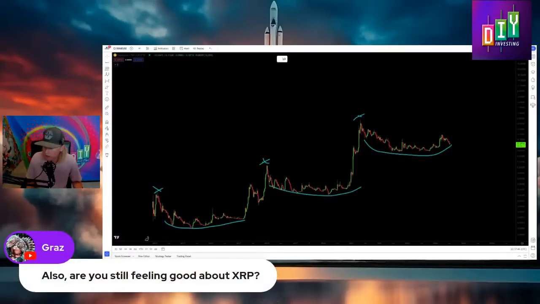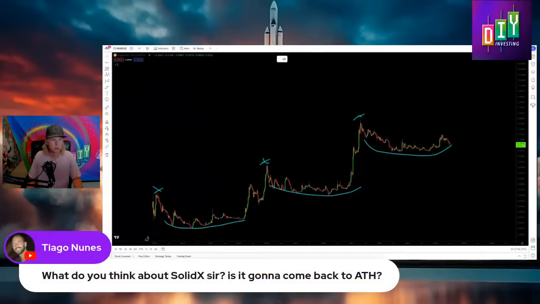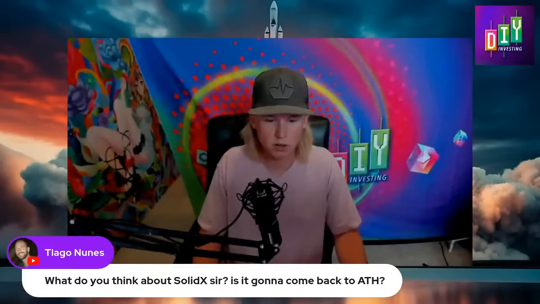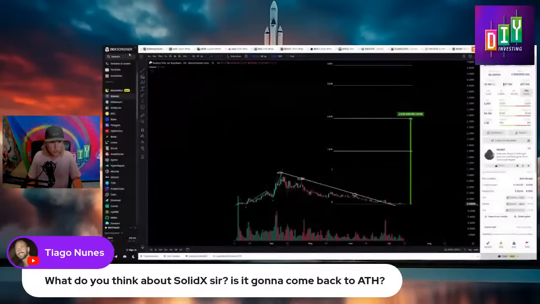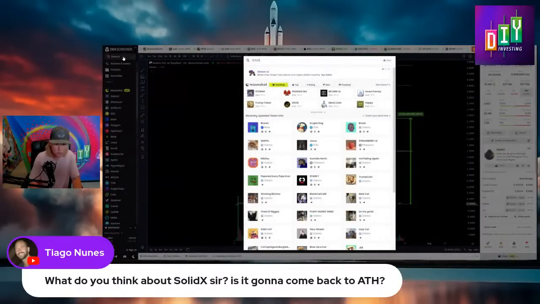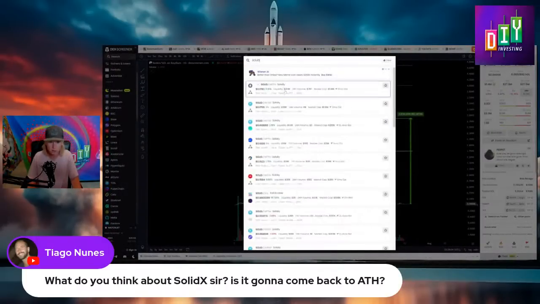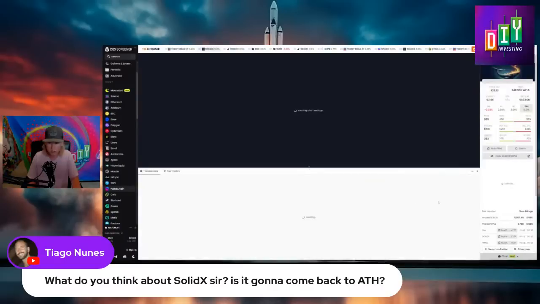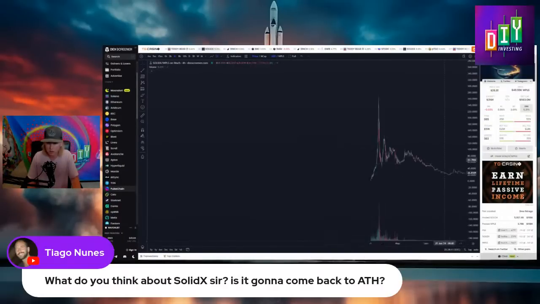Still feeling good about XRP? Yes, I am. Solid X. Oh, yeah. This is a good one to look at, actually. I'm going to go to a different screen, though. So if we're looking at Solid X, what I originally covered about Solid X was the gold fractal. And it ended up following it pretty much perfectly. So we'll go to this one. I'm assuming this is the full price history.